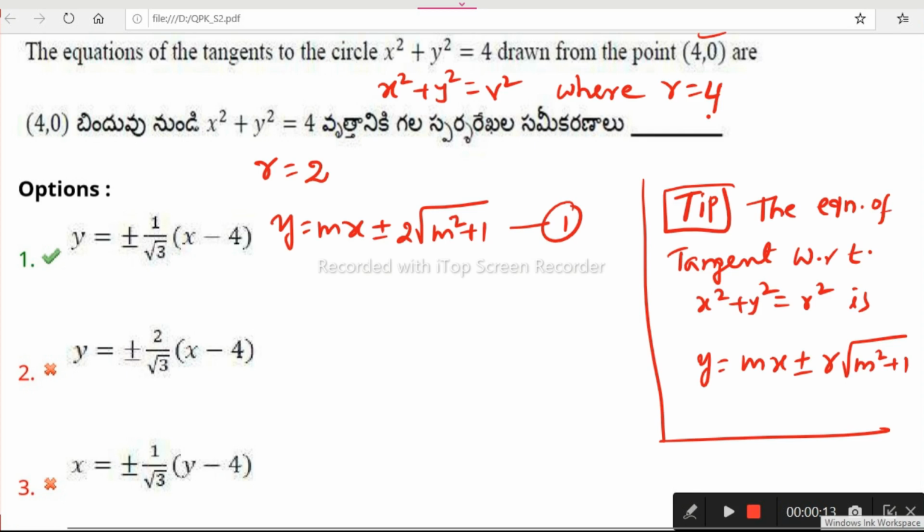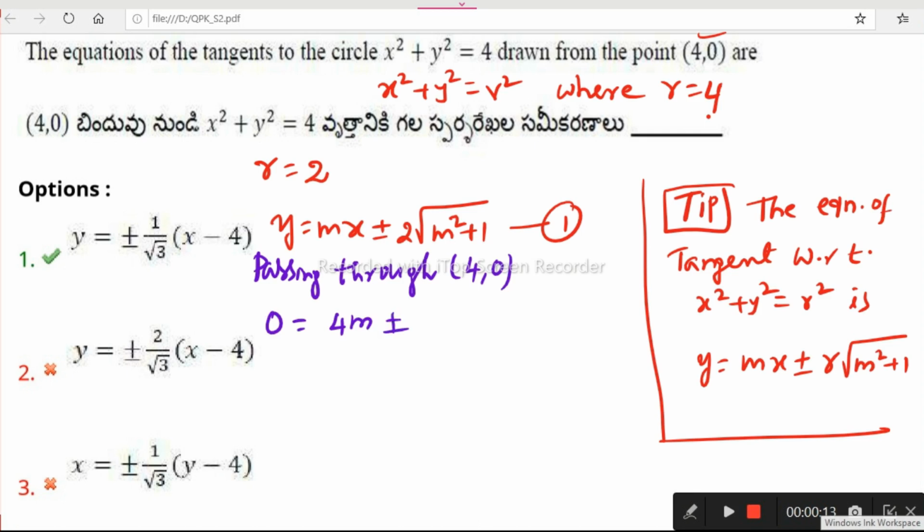So it is given, passing through which point? (4, 0). So in place of x and y, we can take 4 and 0. Here 0 on the left side, and on the right side, 4 into m, the x place is 4, plus or minus 2 root over m square plus 1. Okay, I'm taking the 4m to the left side with a minus, and plus or minus 2 root m square plus 1 on the right.